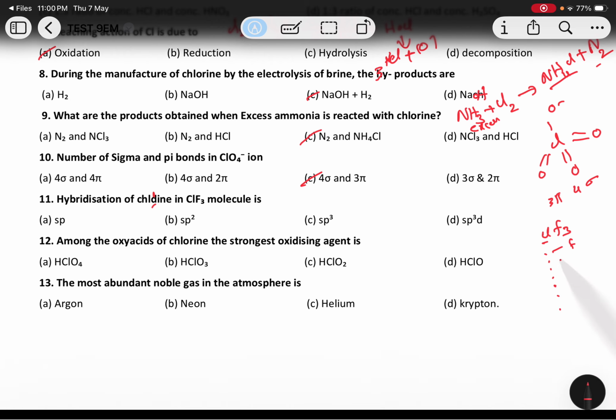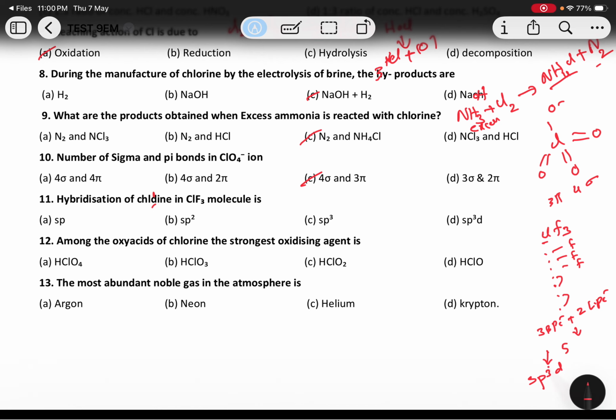3 fluorines form 3 sigma bonds with 3 electrons, so the number of bond pair electrons is 3. 3 bond pairs plus 2 lone pairs, so total 5. 5 means which hybridization? I already discussed in the hybridization trick video, that is sp3d hybridization.